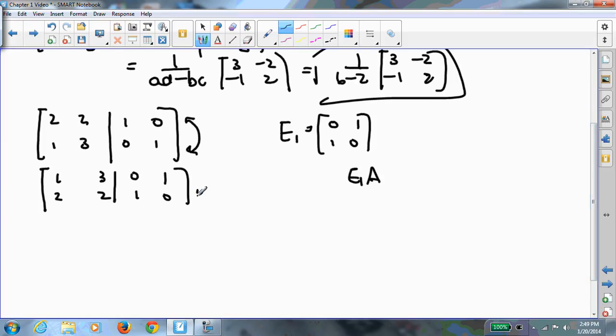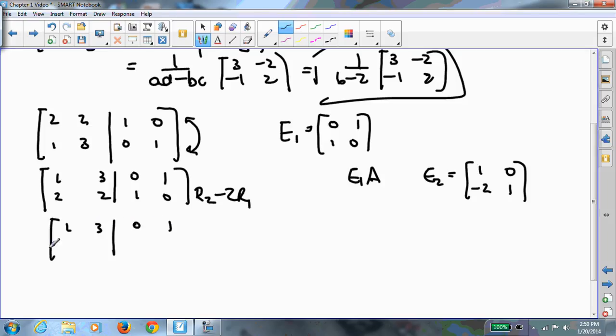Now I'm going to do row 2 minus twice row 1. So I'm going to call that E2. E2, row 1 stays the same. Row 2 becomes row 2 minus twice row 1. So it's going to look like that. And so now if I apply this to both sides, row 1 stays the same. Row 2 minus twice row 1 is going to be 2 minus 2, 2 minus 6, which is negative 4, 1 minus 0, which is 1, 0 minus 2, which is negative 2. So now what I've done is I've had E1 and A, and I've multiplied that result by E2.